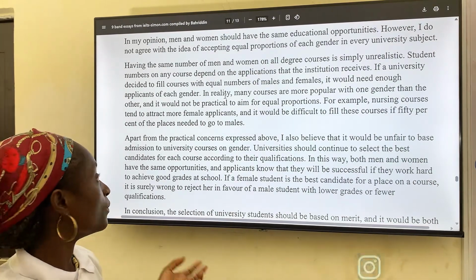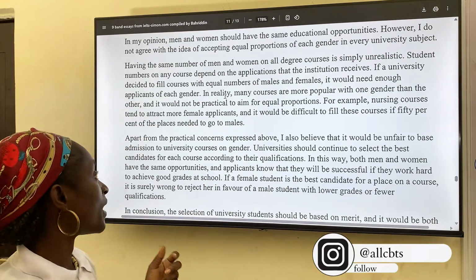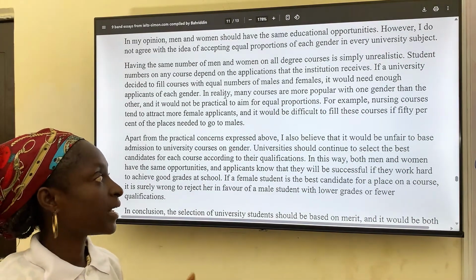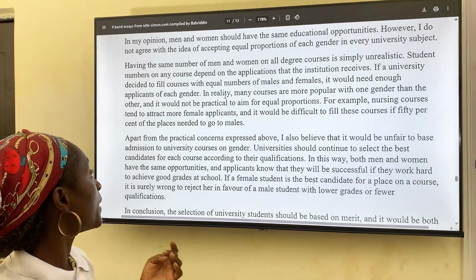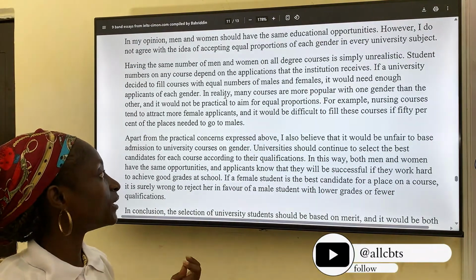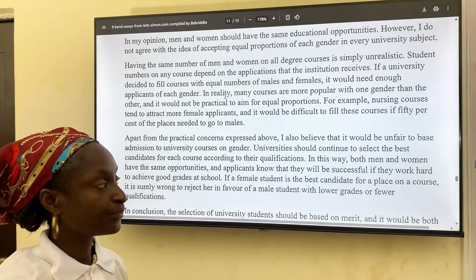For example, nursing courses tend to attract more female applicants, and it would be difficult to fill these courses if 50% of the places needed to go to males.